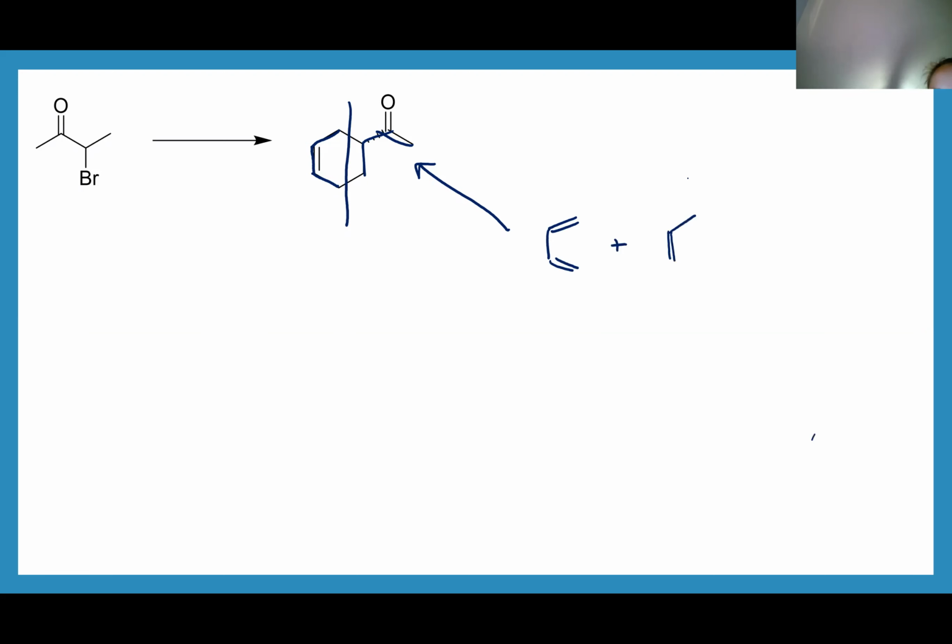And now both of these can actually be made from the starting material, but I'm not going to require you to make this from the starting material right now if you don't want to. That would be a good practice problem to do on your own. How could we take this reagent and turn it into our dienophile?